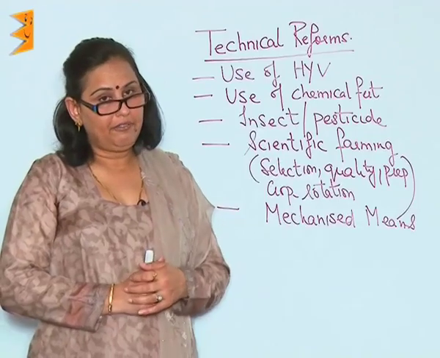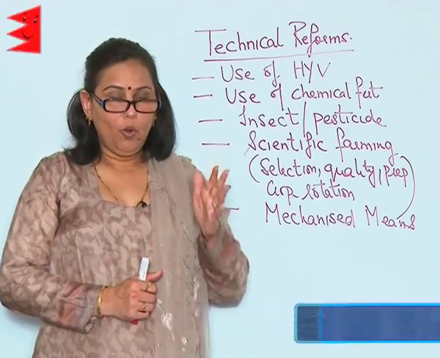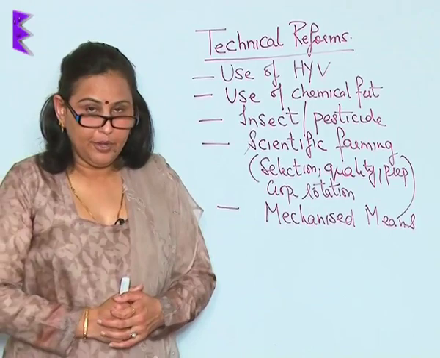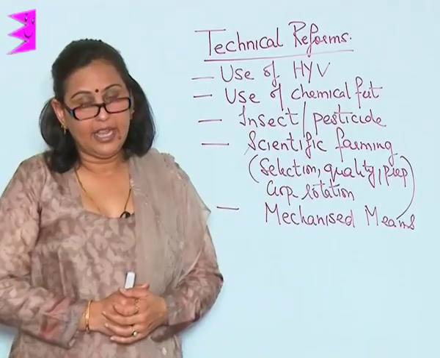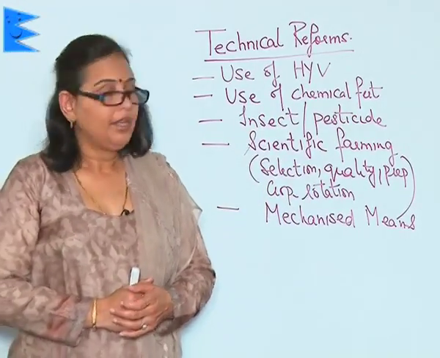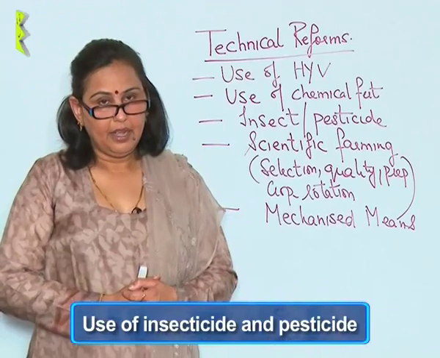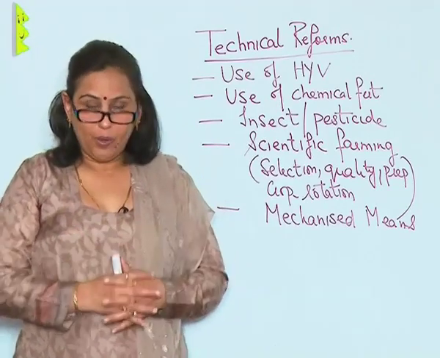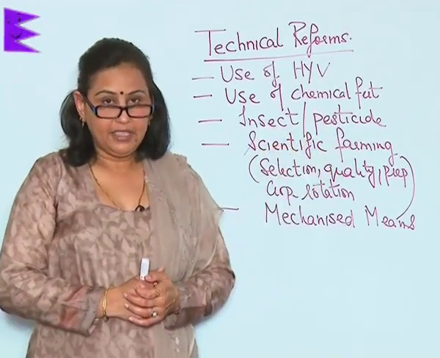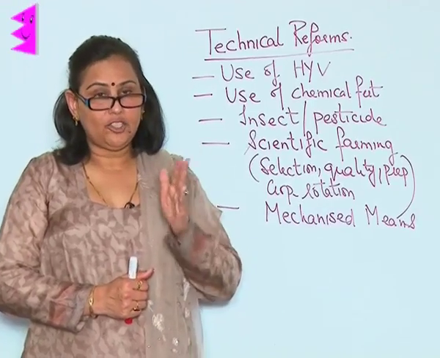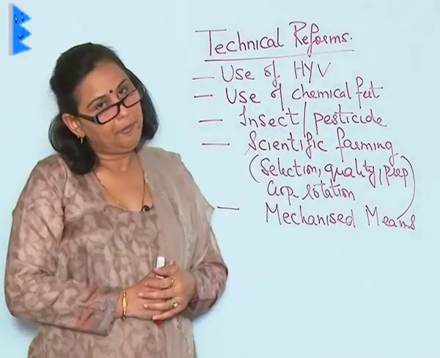The second technical reform is the use of chemical fertilizers. Instead of the old age cow dung as manure, the new composite agricultural chemical fertilizers have been encouraged under this scheme. The third reform is the use of insecticides and pesticides. Earlier, the crops used to get destroyed, but now modern insecticides and pesticides ensure that Indian agricultural productivity does not get destroyed because of insects or pests.